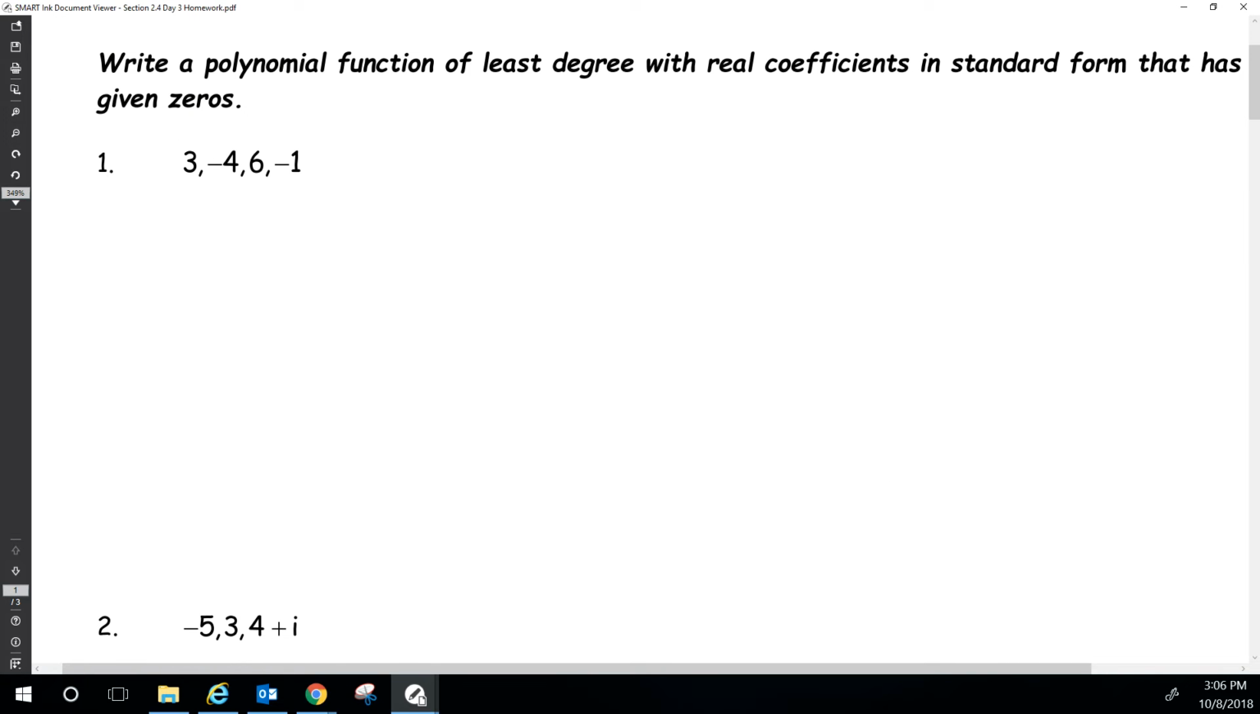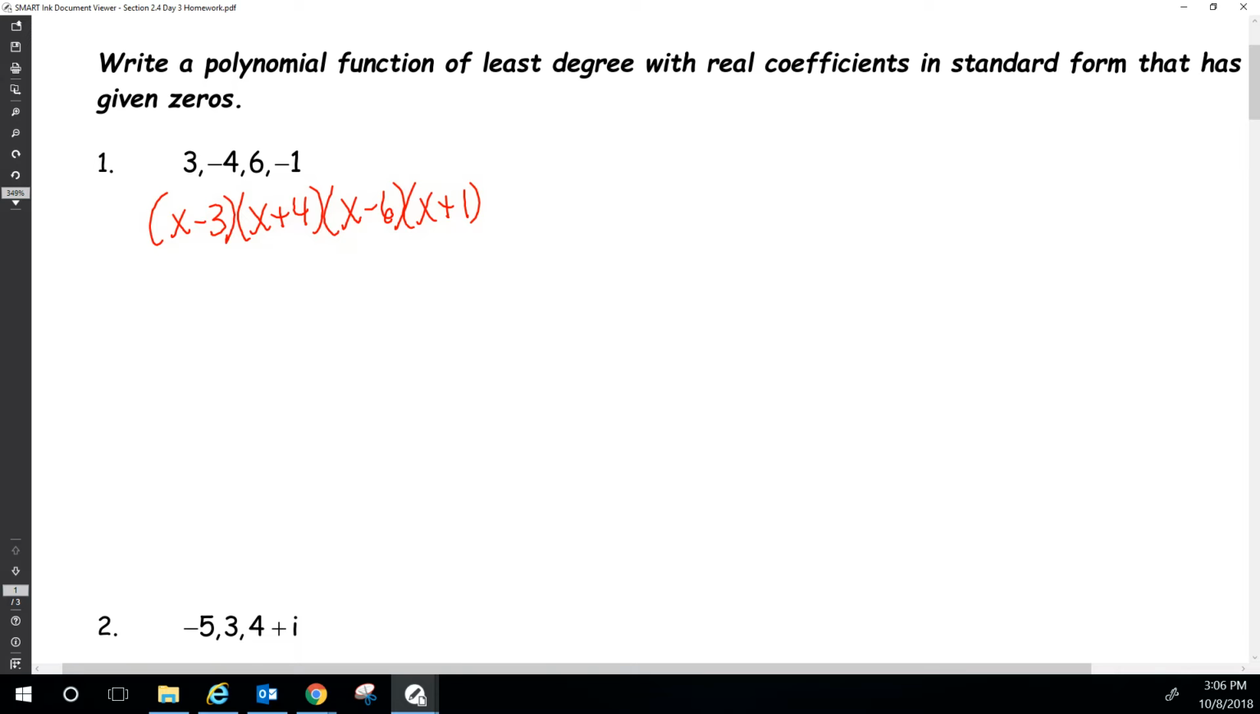Write a polynomial function of at least degree with real coefficients in standard form that has the given zeros. So if these are my zeros, then x minus 3 times x plus 4 times x minus 6 times x plus 1 would represent my polynomial. All I did there was take all of my zeros and change their sign to make them into a factor. If you're an academic, you stop there. If you're in pre-AP, you got to take this a step further and actually multiply these guys out.